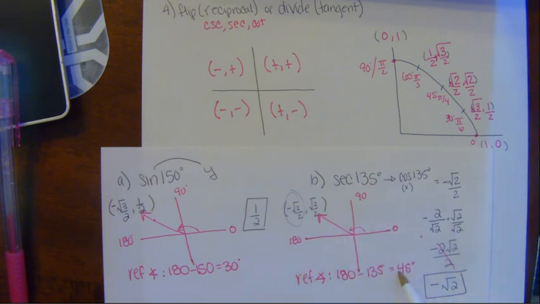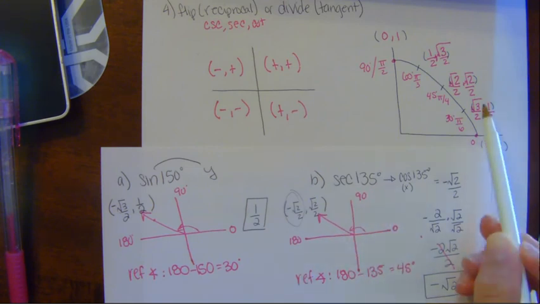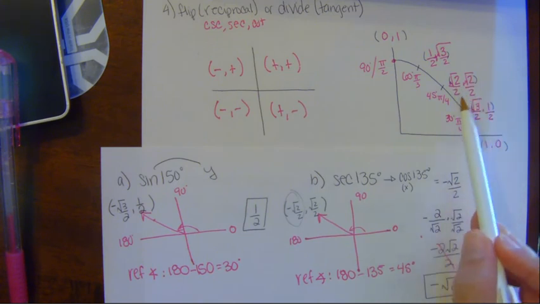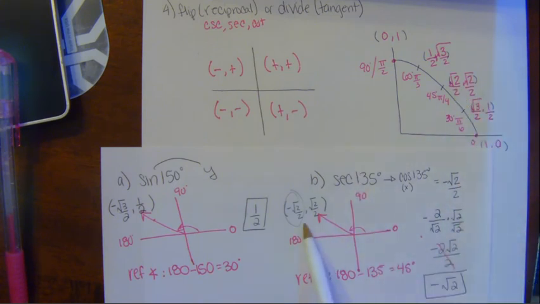We found the reference angle was 45. So we stole the ordered pair for 45 and we popped it into our sketch. We made sure that we put the signs that matched up with quadrant 2. Because it was a secant, I knew I needed my cosine, which is my x value. So we stole that x value, boom, there it is. And then we needed the secant, so we flipped it.